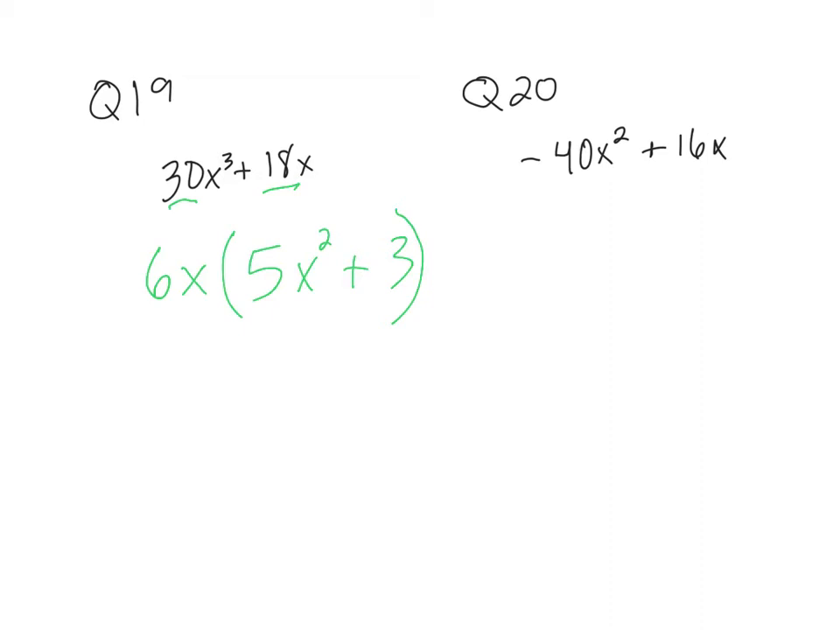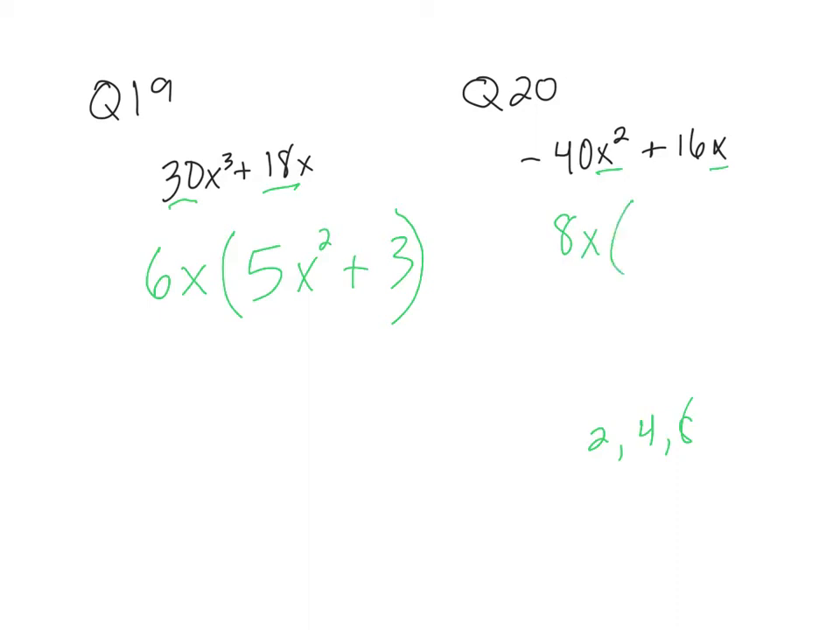We're going to do the same thing for number 20. We're trying to find the greatest common factor of 40 and 16. They have 2 in common, 4 in common, and 8. So 8 is the largest. So we're going to pull out an 8. And they both have at least one x, so we're going to pull out x.